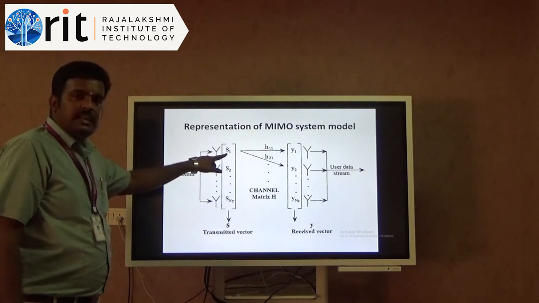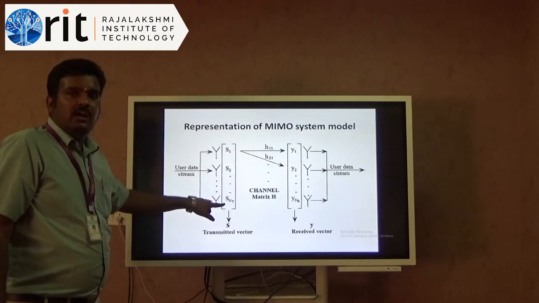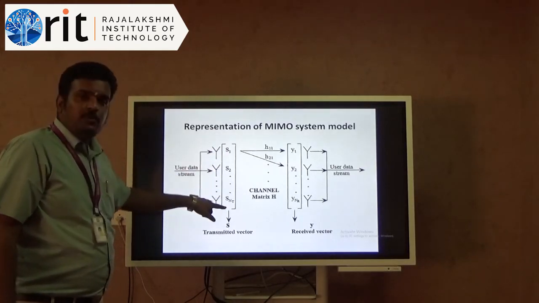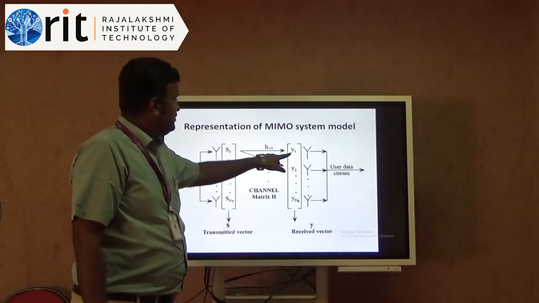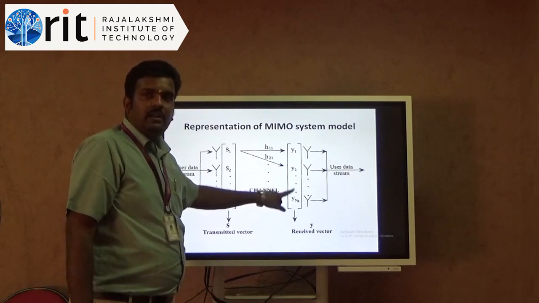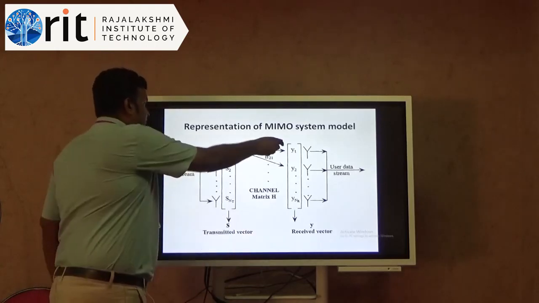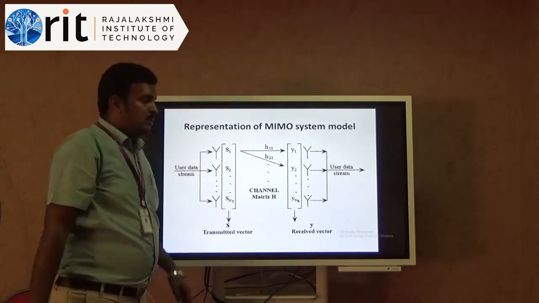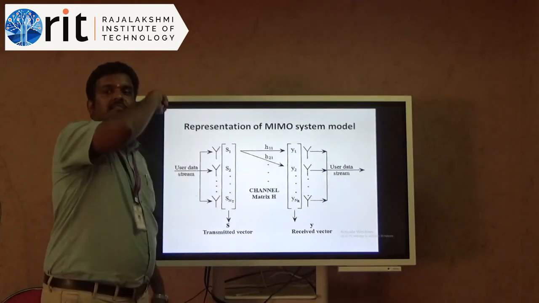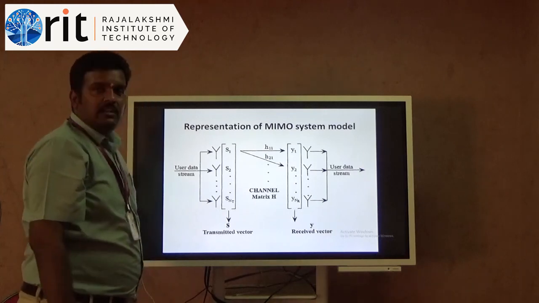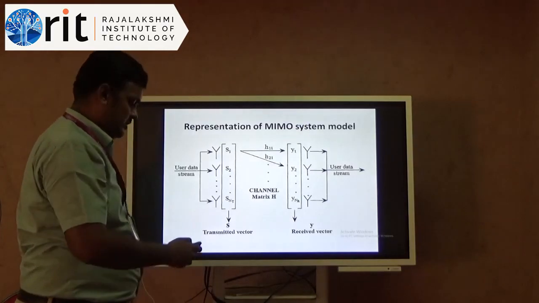The transmitting signal vector is formed by S1, S2 up to SNT, or you can have T1, T2 up to TNT. Likewise, at the receiving side, the receive vector is assumed to be Y1, Y2 up to YNR, or R1, R2 up to RNR. Now our objective is to find the matrix between S and Y: how the S1 signal is transformed to the Y1 signal, or how the transmitted vector is transformed into the receive vector. That is our ultimate aim.